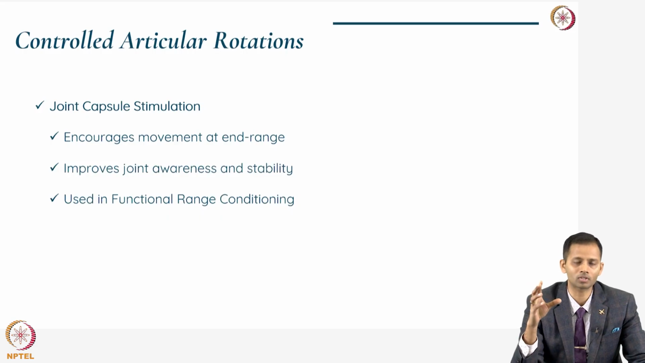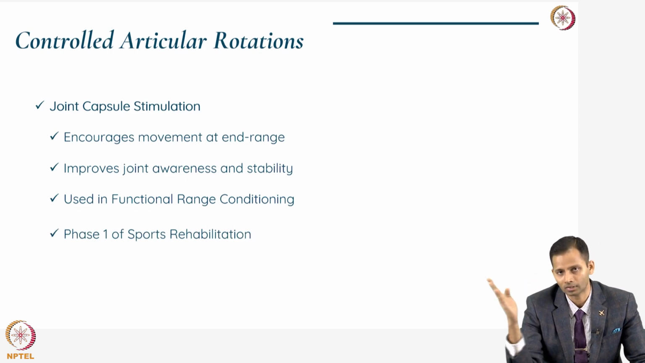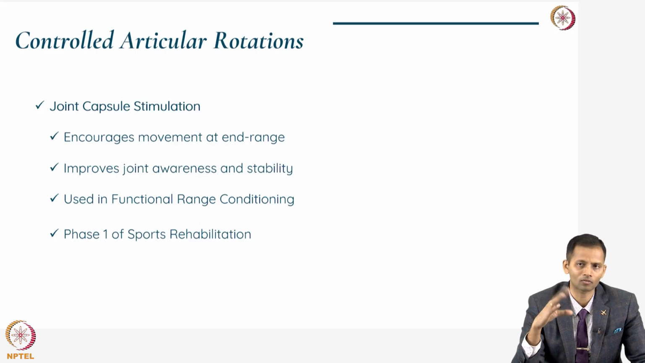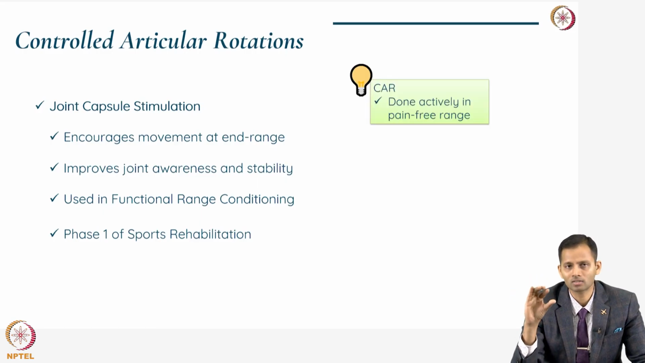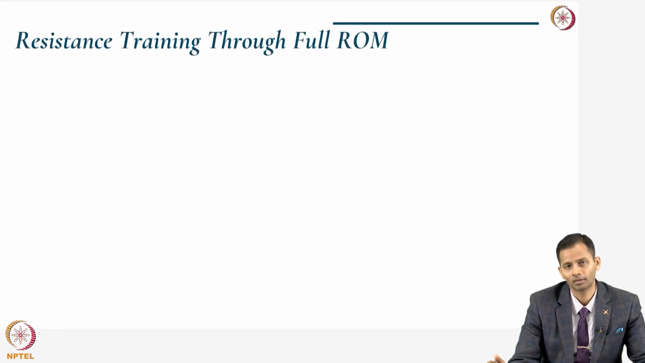The purpose is basically to create a functional range conditioning, so that the individual improves the range of motion. It is generally done towards the end of phase 1 of sports rehab, when the individual is able to increase the range of motion and reach a certain level of pain free range. This is done actively by the patient or the individual, and it helps in the pain free range, and gradually helps in improving the range of motion as well.